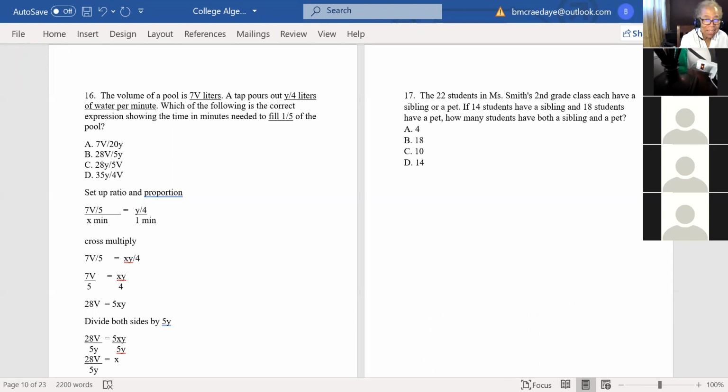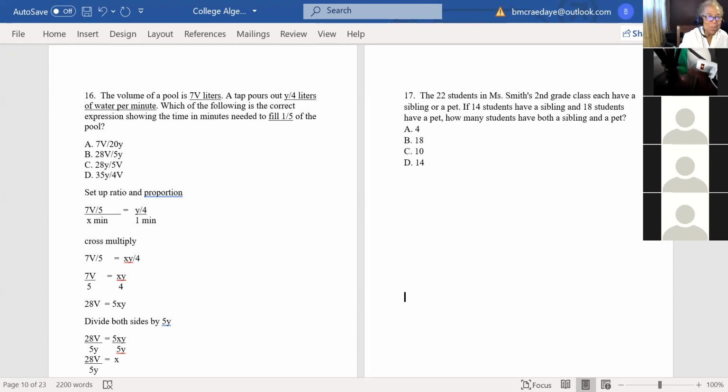Oh, yes, Audrey. What I did, I subtracted the 14 students from the 18 with the pets. And that's why I get 4. That's why I said 4. No, 22 minus 14, then I get 8. And I said 22 minus 14.